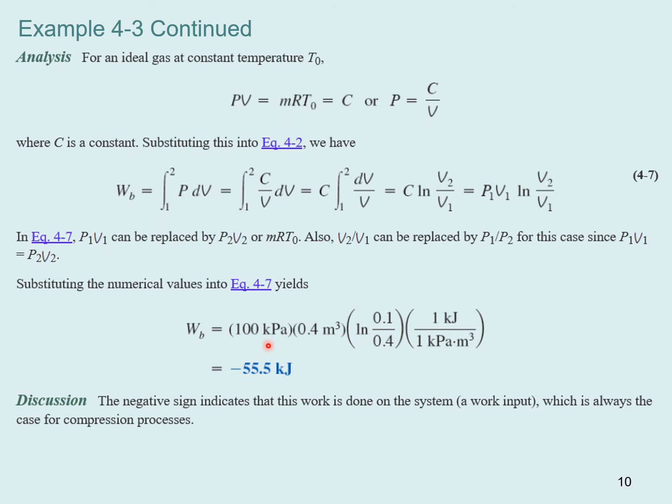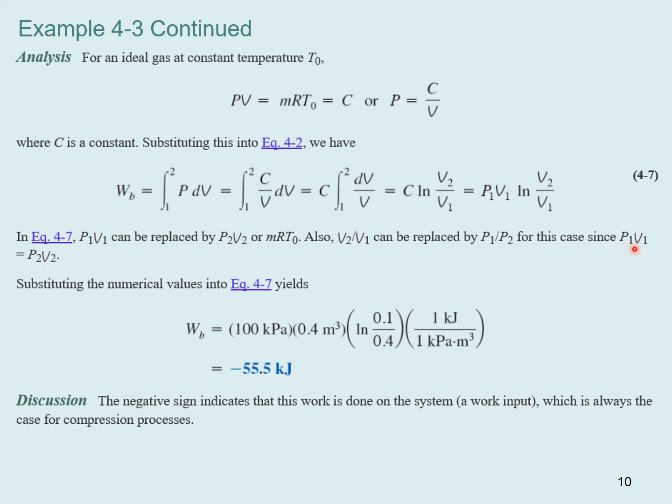100 kilopascals, 0.4 cubic meters, natural log of the ratio of volumes here. The one thing you can do, as the book points out, is that since P times V is a constant, you can substitute in for a lot of things here. So for example, you can replace V2 over V1 by P1 over P2, since P1 V1 equals P2 V2.